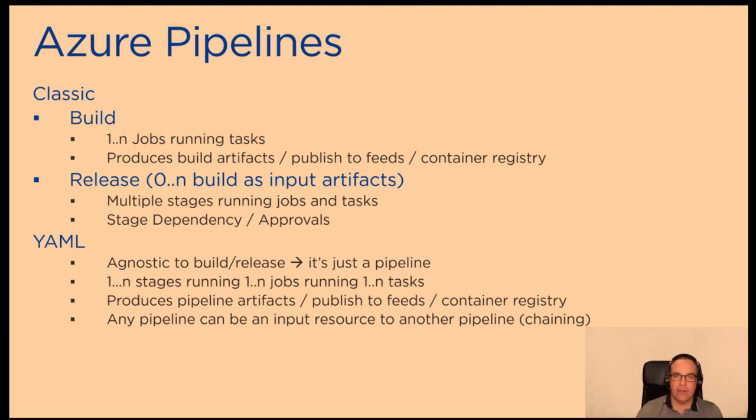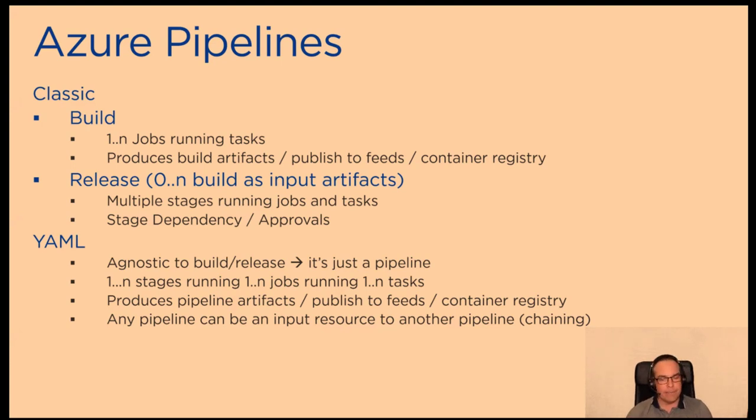In classic, we have a very specific differentiation between what is a build, so creating something, compiling something, and a release, which is basically the staging, like test, pre-prod, prod, and the ability to consume artifacts from other builds. So the old world basically had this very, very strict differentiation.